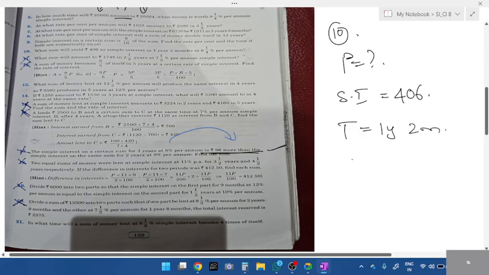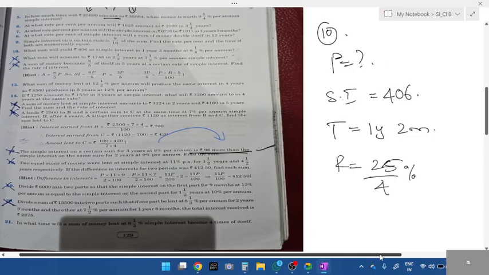One principal question. What sum principal will yield 406 as simple interest? What is the simple interest value? Look at the 10th question. What is the simple interest? 400 and... what is the time period given, student? Time 1 year and... rate. Rate is equal to... Very good, 25 by 4. This is one principal question.